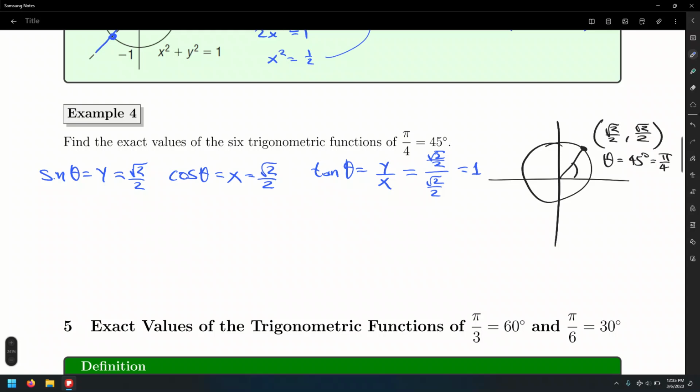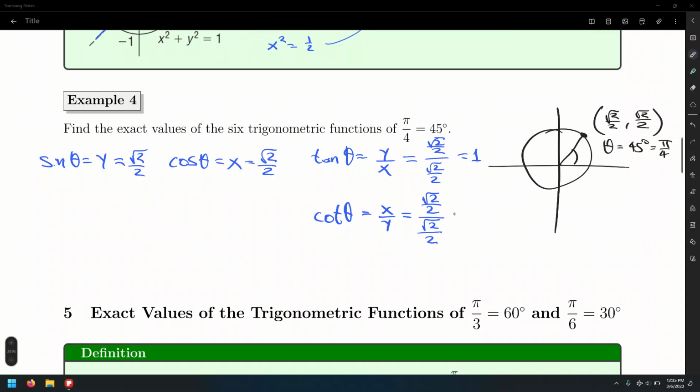How about cotangent? Cotangent theta equals x over y. That's the same value. So let me do it again. Root of 2 over 2 divided by itself, root of 2 over 2. I know it's kind of silly to write down the whole thing again, but in this case, y and x happen to be the same value. So that's going to be 1.